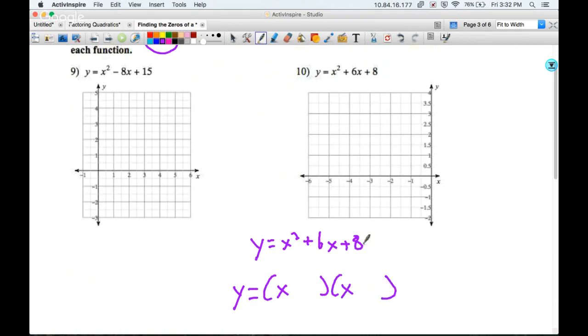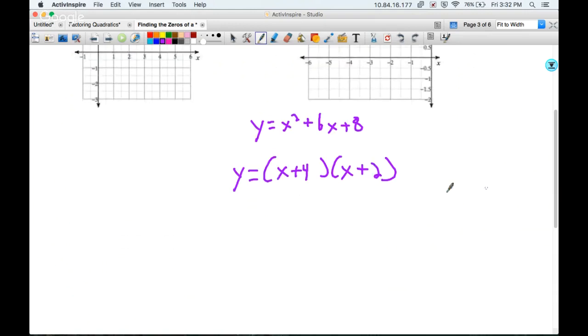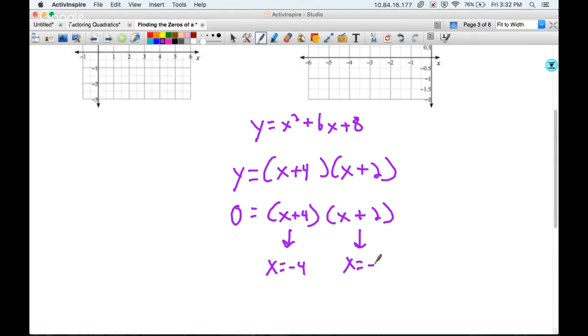I need two numbers that multiply to be 8 but add to be 6. Those numbers are 4 and 2. All right, let's set this equal to 0 now. So 0 equals x plus 4 and x plus 2. This is going to give me the value x equals -4. This is going to give me the value of x equals -2.